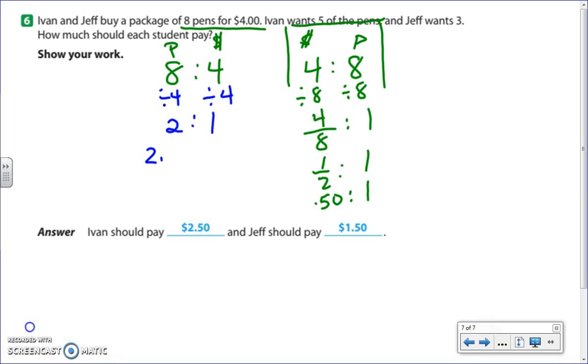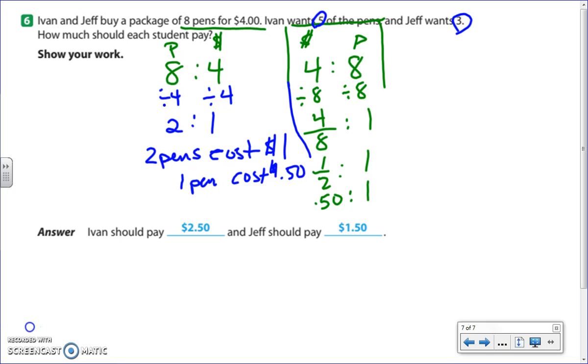So this means that 2 pens cost $1. That doesn't really help us in the context of this problem because I have 5 and 3. Those are odd numbers, so it's not going to really help me so much. But if I know 2 pens cost $1, then I know that 1 pen will cost 50 cents. So you may think of it that way. I probably would think of it this way, 50 cents per pen. But either way you want to think of it is fine.